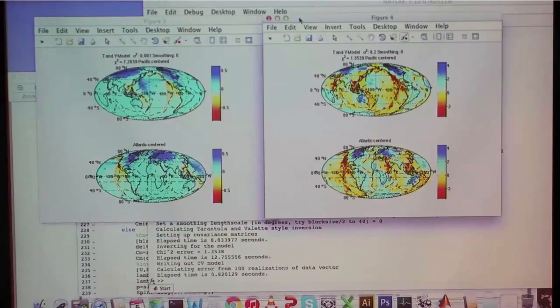Yeah, Steve. It's the color bar that has changed, sadly. Yeah, the scale's different. Sadly. Otherwise, you wouldn't see anything, I guess.